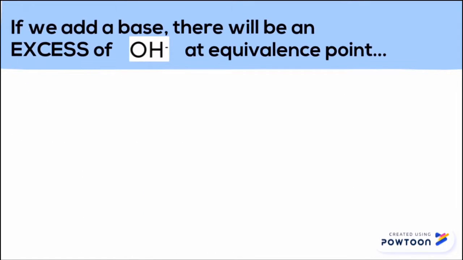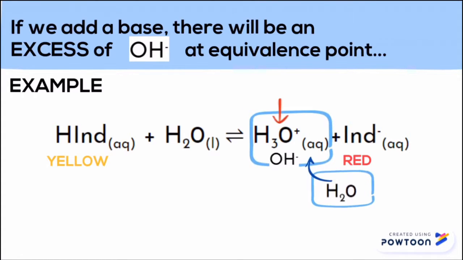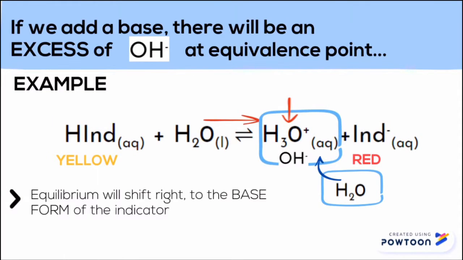If we add a base, there will be an excess of the hydroxide ion at equivalence point. This means that when a base is added, the concentration of H3O plus will decrease as the hydroxide ion reacts to neutralize the hydronium ion and forms water. To counteract the stress, the equilibrium shifts right towards the base form of the indicator. Accordingly, the concentration of the acid form will decrease and the concentration of the base form will increase.